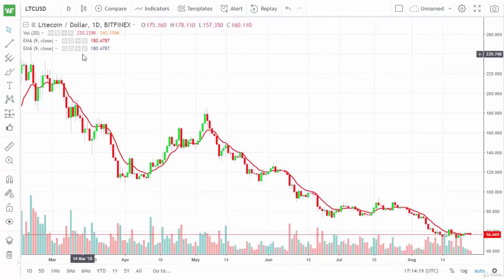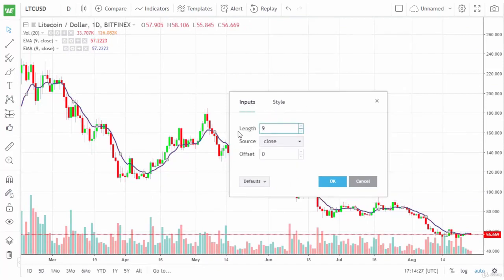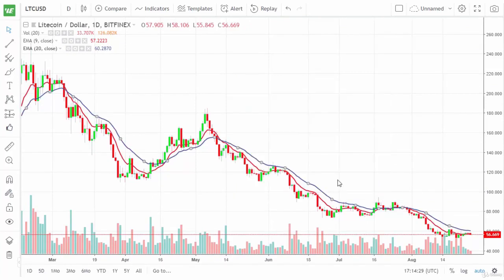And I will format it up here because it's easier to do. I'm going to make this blue. I'll go ahead and make it a little thicker. And the input here, I'm going to put 20. So this is a pretty common moving average, the 20-day moving average. So this brings up an interesting point. You can see that clearly one of the moving averages reacts quicker than the other. That would be the 9, and that makes sense.